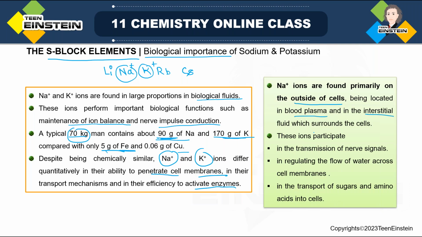Now, these ions can participate in three things. Look at these three statements. First, transmission of nerve signals; regulating the flow of water across the cell membrane; and the transport of sugars and amino acids into cells. Obviously, we will not go into the details because that will mostly be biology. But that is their importance, their role basically. These are the 3 points for sodium. Now, what about potassium? That we'll see in the next slide.